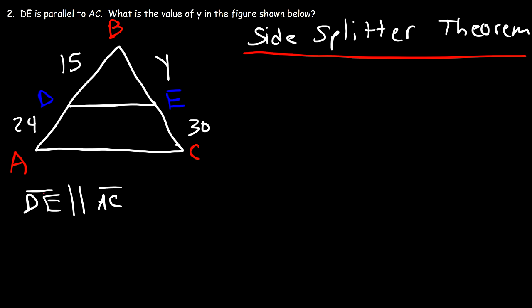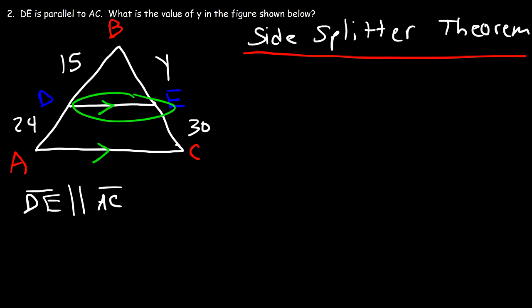Well, this theorem states that if a line is parallel to one side of a triangle, so we can see that DE is parallel to AC, so AC is one side of the triangle, and intersects the other two sides, so this line DE intersects sides AB and BC, those are the other two sides, and this one was the first side, it divides those two sides proportionally. So these are the three sides of triangle ABC. DE is parallel to one side and it intersects the other two sides.